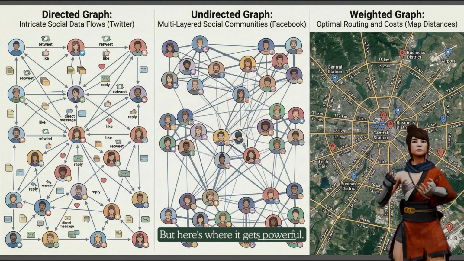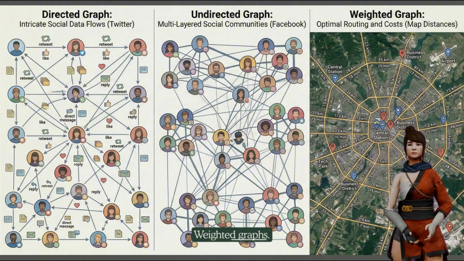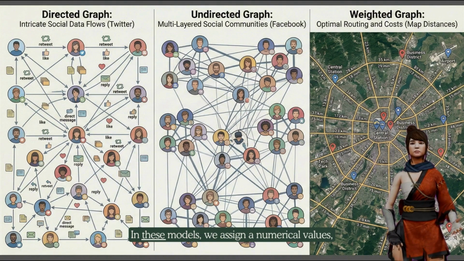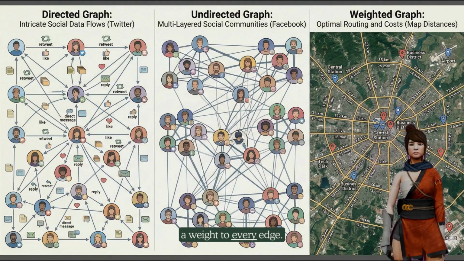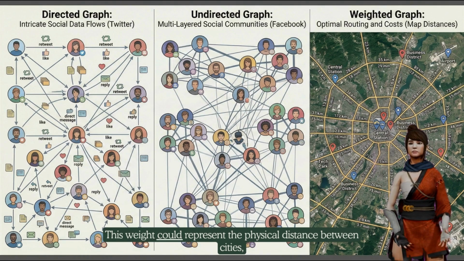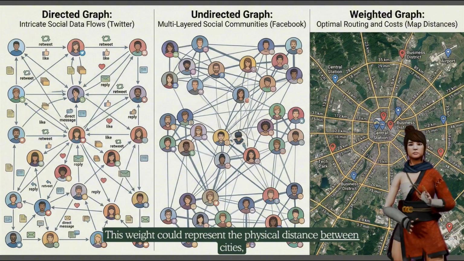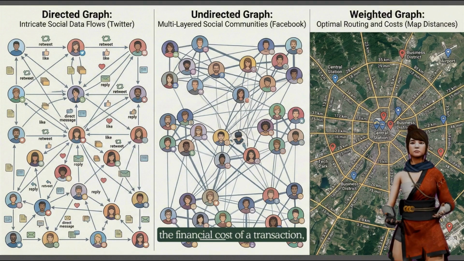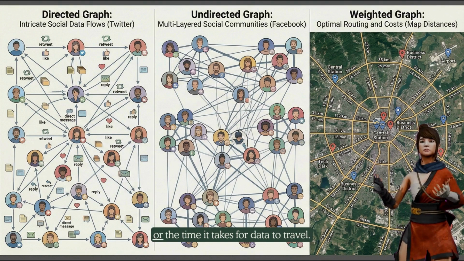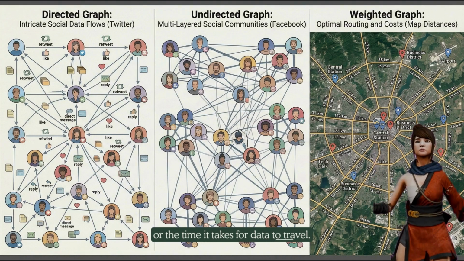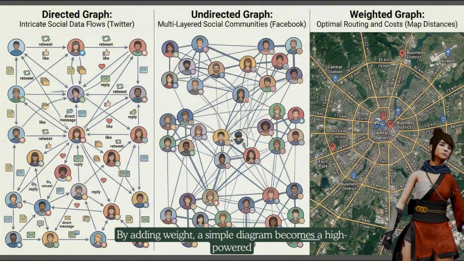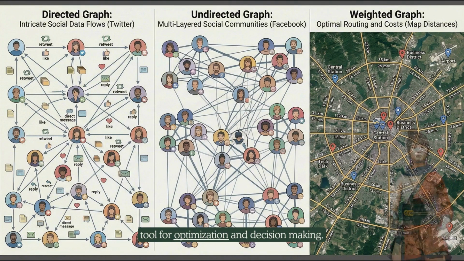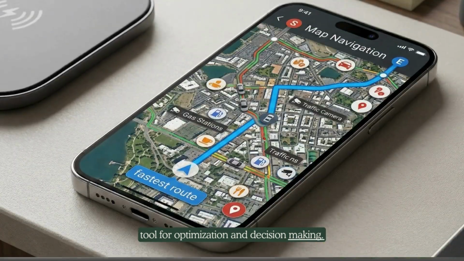But here's where it gets powerful: weighted graphs. In these models, we assign a numerical value, a weight, to every edge. This weight could represent the physical distance between cities, the financial cost of a transaction, or the time it takes for data to travel. By adding weight, a simple diagram becomes a high-powered tool for optimization and decision-making.